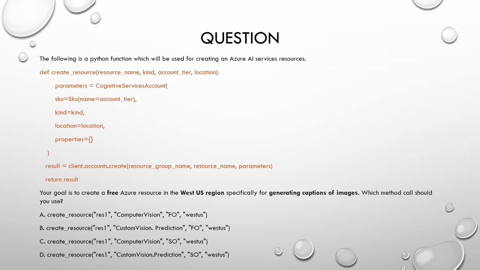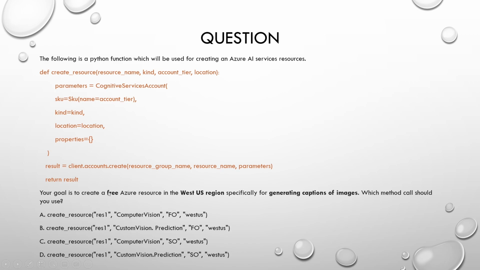When we break down the question, the keywords are create a free Azure resource in West US region for generating captions of images. I have put those keywords in bold. So we have to create a free resource in West US region for generating captions of images. Now let us look at the code. The name of the function is create resource. The parameters are resource name, kind, account tier and location. And there are 4 options to choose from.